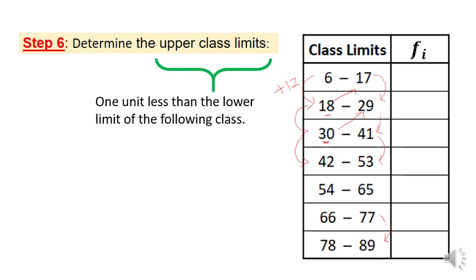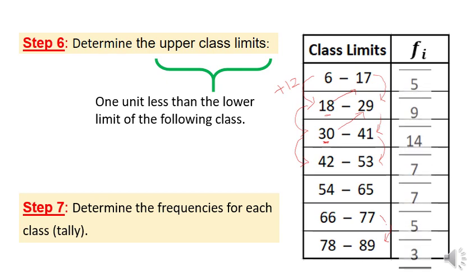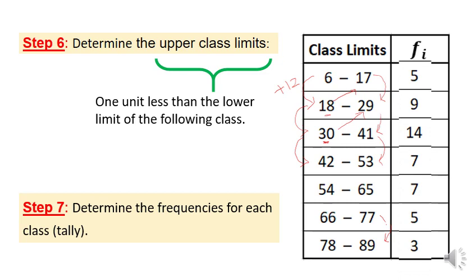So there we've got our class limits, and the very last thing to do is simply determine our frequencies for each class. So we're going to tally. We go back to our table and check each value to see which class it goes into. If we do that, we'll find that in the first class we have 5 values that range from 6 up to 17. In the second class, there are 9 values that have a minimum value of 18 and go up to 29, and so on. And if you sum up those frequencies, it comes to 50 because we have 50 in our sample.